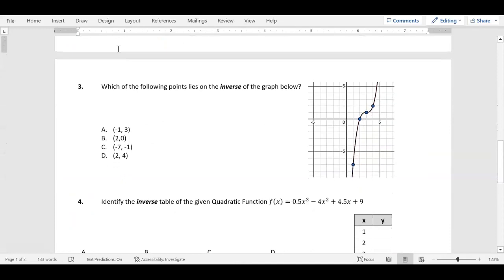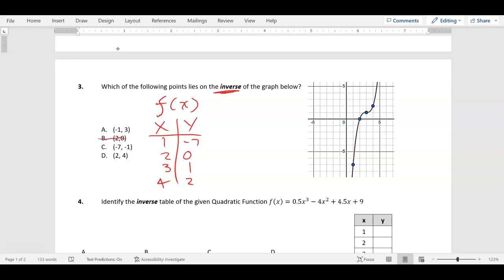Okay. So same thing here. I got some points. I'm going to do f of x has x and y. So some of these points are 1, -7, 2, 0, 3, 1, 4, 2. Now, I see one of them is over here, but that is not it. I don't care if it's on this graph. I need it to be on the inverse graph. So f inverse x, I'm going to take this table and flip it over. So -7, 1, 0, 2, 1, 3, 2, 4.